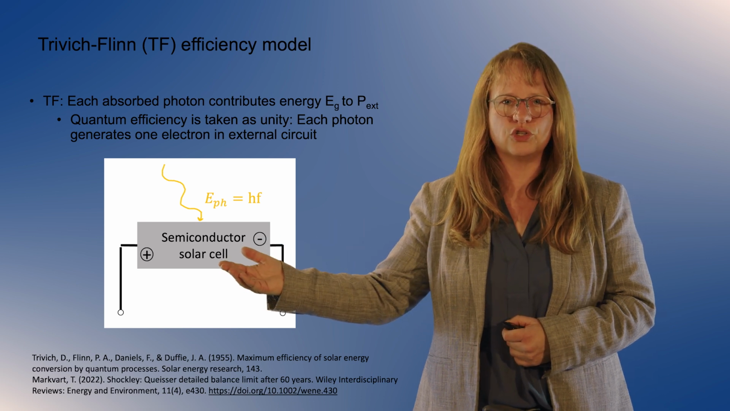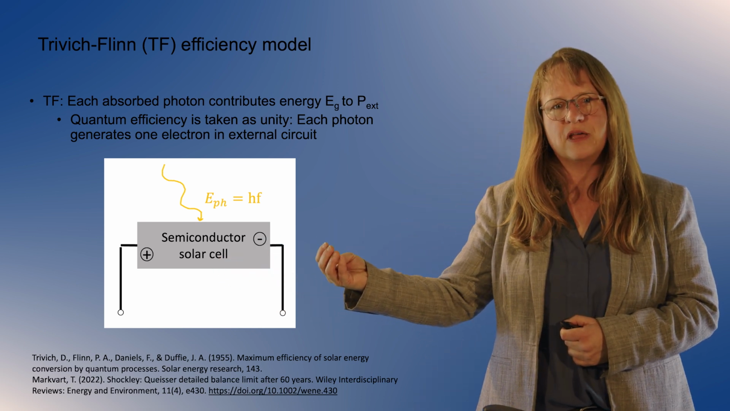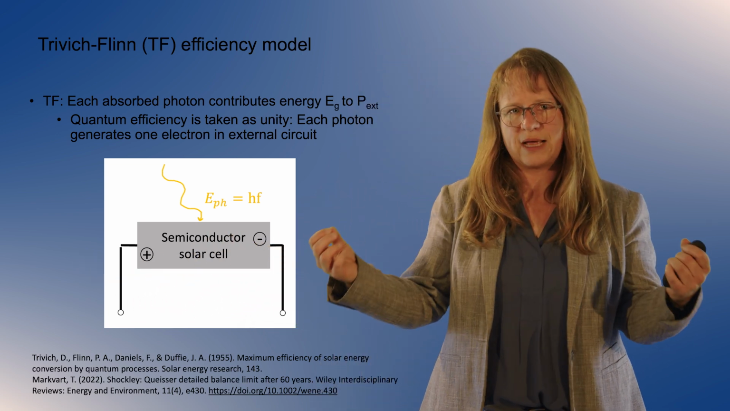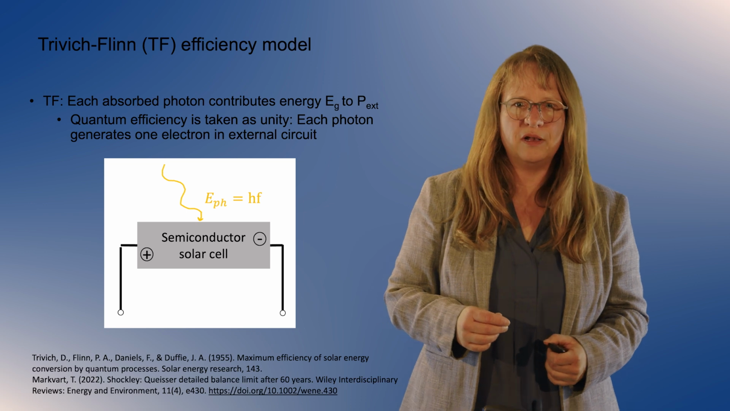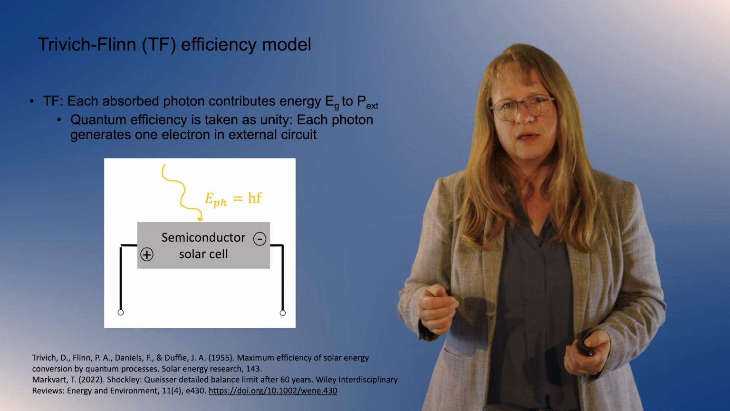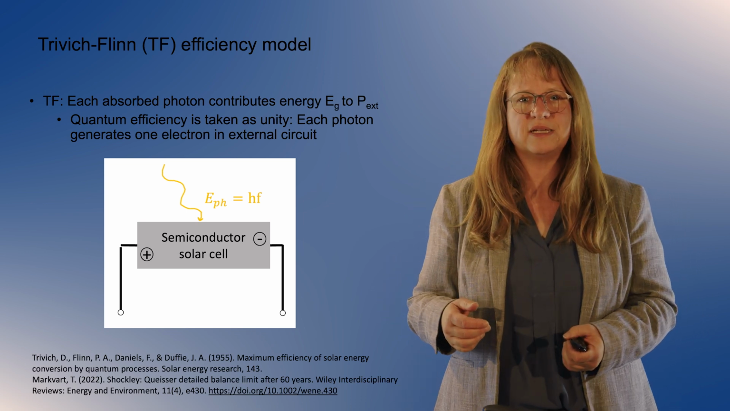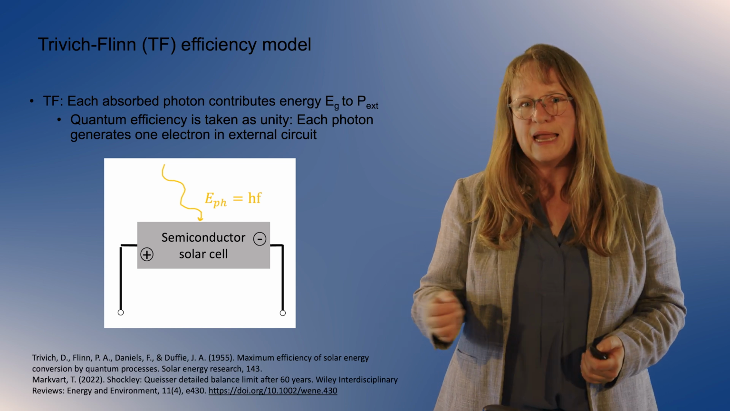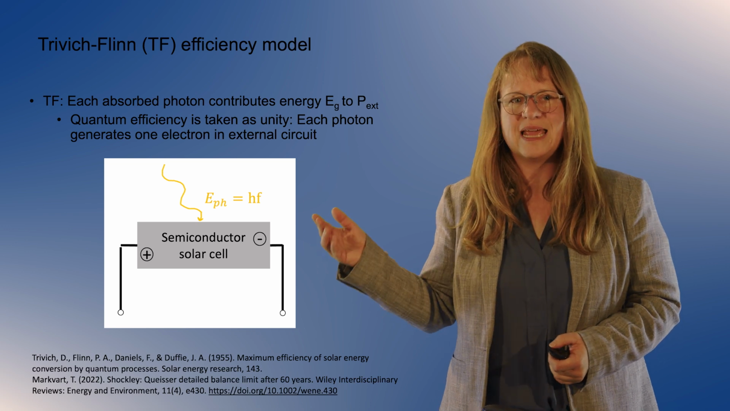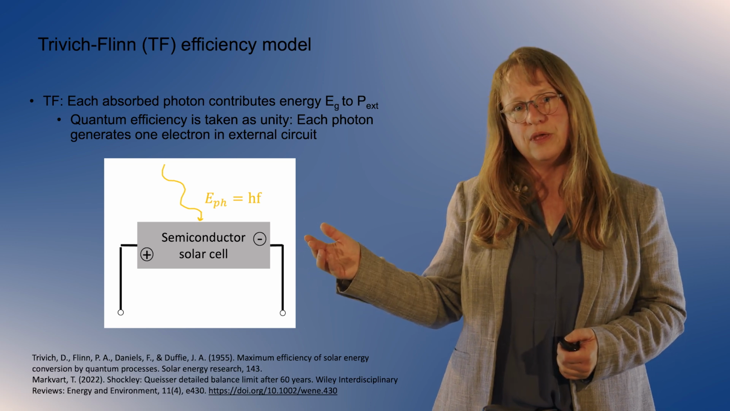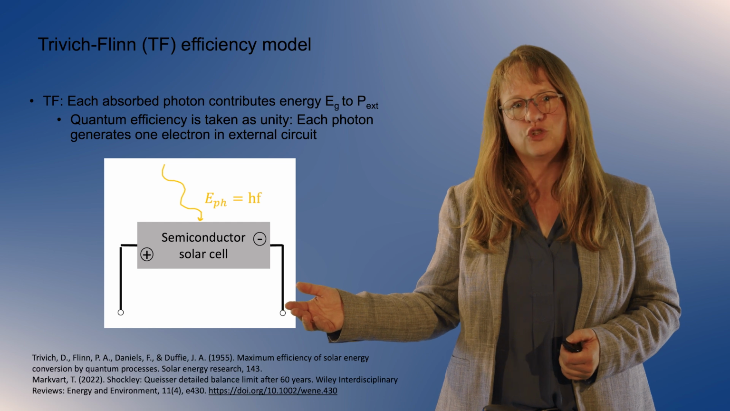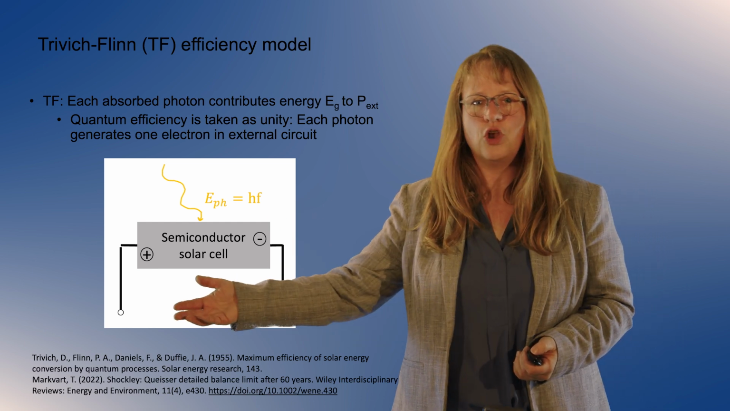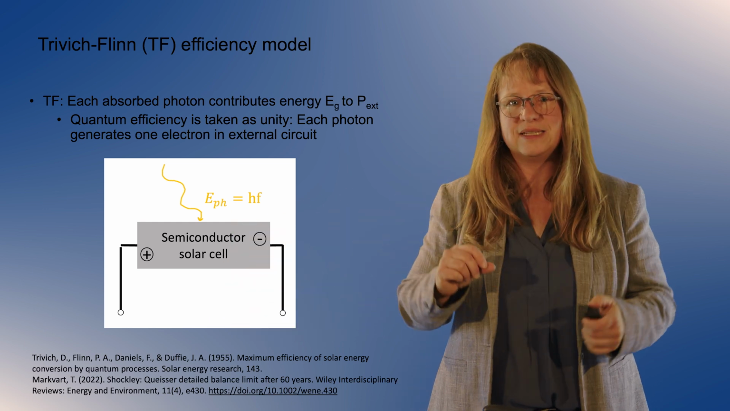So for a semiconductor solar cell, we have an electron moving in one direction and a hole moving in the other direction, and then we can extract, following the Trivich-Flinn model, the maximum energy of the solar cell, given by considering absorption and thermalization. Already in 1955, this was extended to consider what is happening in the external circuit, because the Trivich-Flinn model doesn't even have any load. It just considers the solar cell itself.